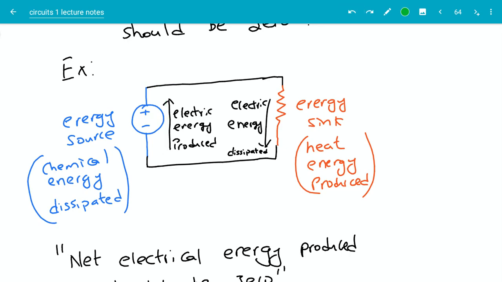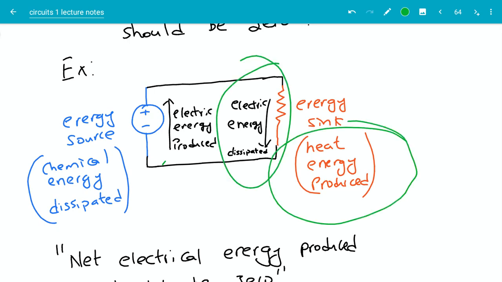Okay, so when the charges are moving from low potential to high potential, they are gaining electrical energy, right? So when they're gaining electrical energy, what the battery is doing is using some of the stored chemical energy and transferring it into electrical energy, right? By moving the charged particles from low potential to high potential. So if you look at the battery itself, or the power source, there's chemical energy being dissipated and electrical energy being produced. And similarly, on the resistor, heat energy is being produced while electrical energy is being dissipated.